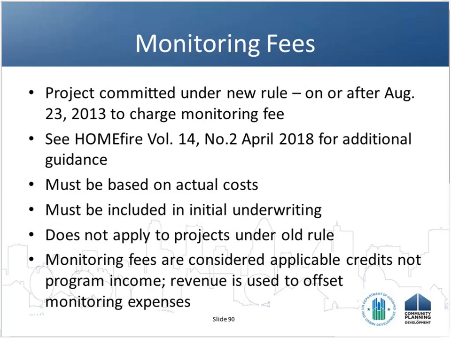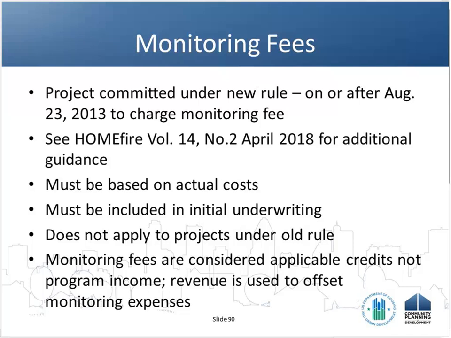I wanted to mention a little bit about monitoring fees. So for a PJ that has a sizable portfolio of affordable housing units, that ongoing compliance can be a bit of a burden on their admin budget. And so one of the flexibilities that was provided under the 2013 rule was to allow for newly funded projects. So these are projects that are funded on or after August 23rd, 2013, but they would be allowed to charge a monitoring fee to those projects.